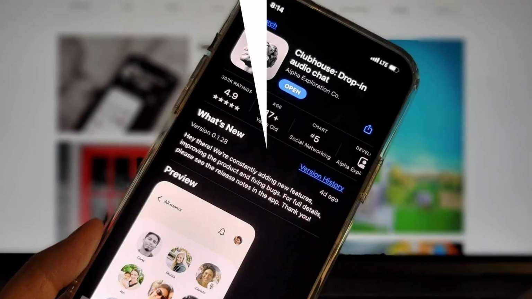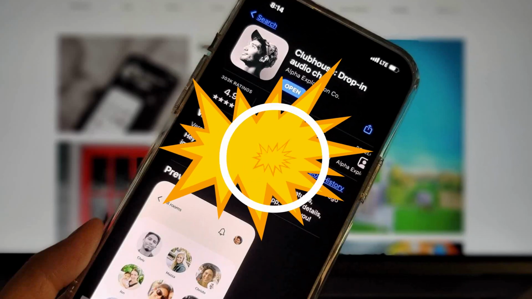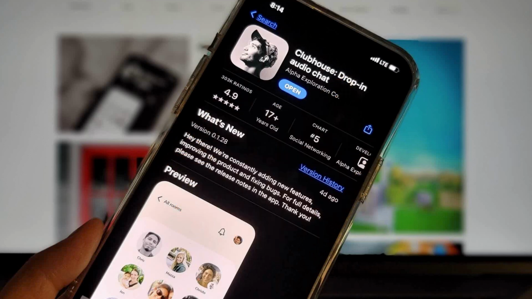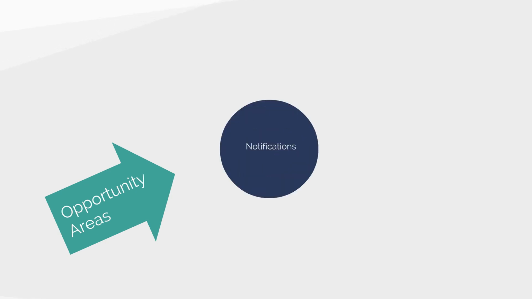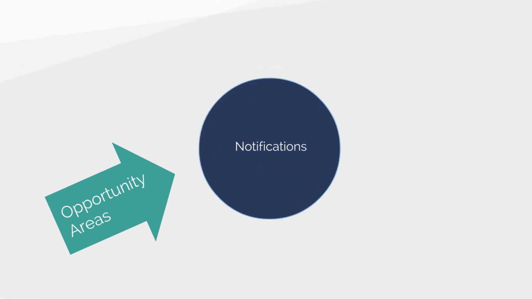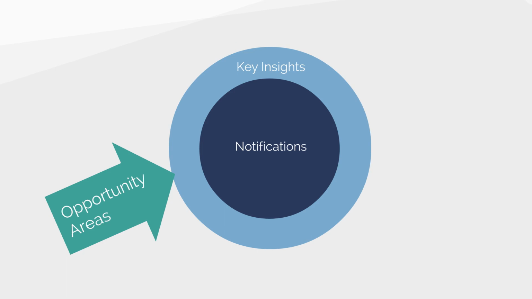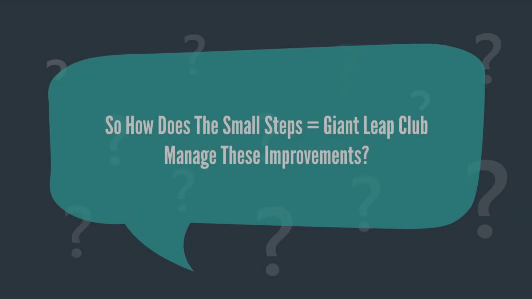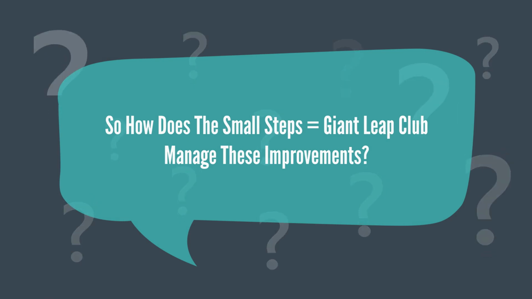Clubhouse is amazing. You can make great bonds and build relationships so much more effectively than on any other social media platform. But there are opportunities to make Clubhouse even better. Better notifications for key rooms, recording key insights for you, and reducing the wait time for your contributions. So how does our club manage these improvements?